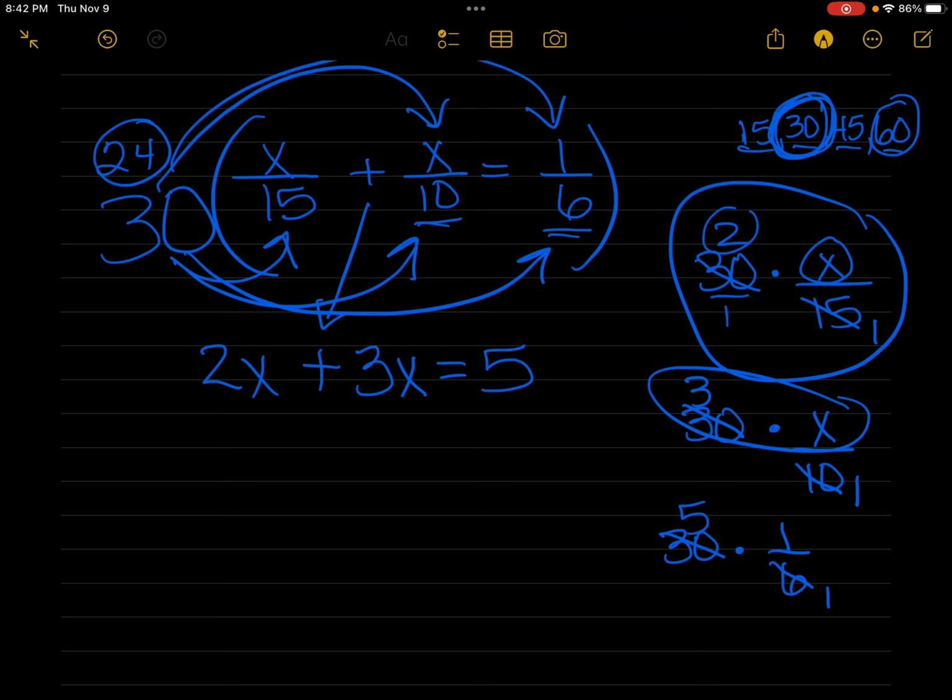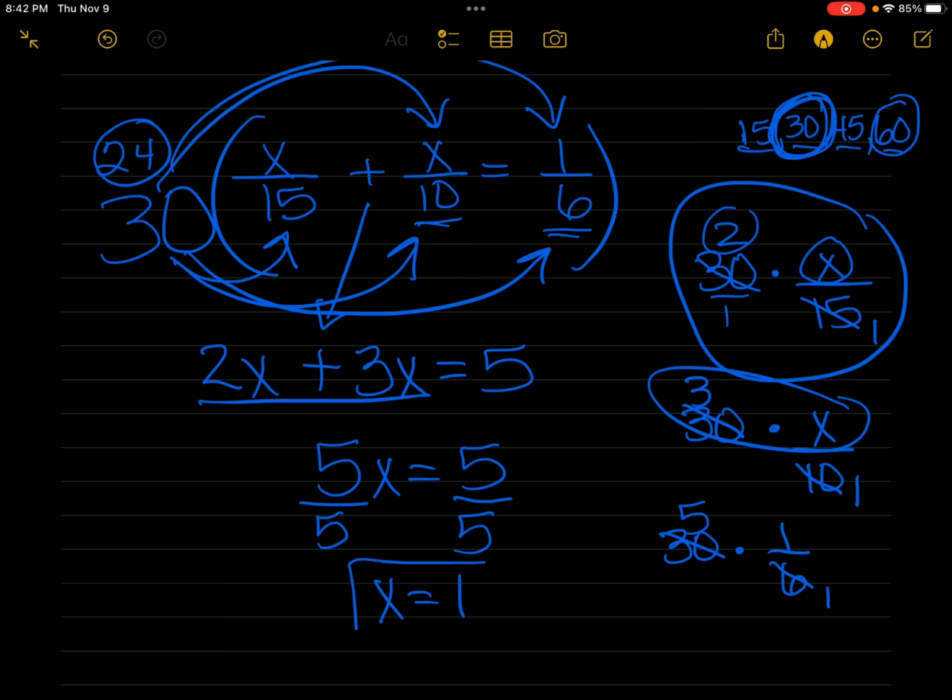So now I have 2x plus 3x equals 5. You should be able to work this kind of a problem. Now it's a simple problem. Add your like terms. That's 5x equals 5. Now I'm going to divide by 5 to get x by itself. So x equals 1. Okay, and so my answer is x equals 1. And these problems only have one answer. Remember, only the absolute values have both answers. Okay, so that's how you clear out your fractions.